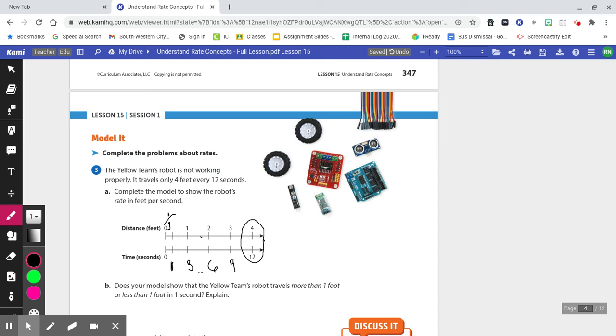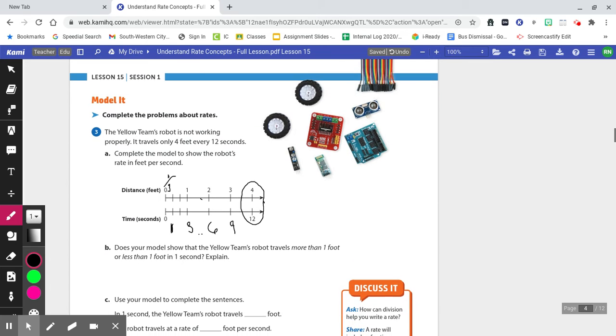Does your model show the yellow team's robot travels more than 1 foot or less than 1 foot in 1 second? And explain. Write down your answer and then come back and check. So you should have said the 1 second line lines up with 1/3 foot, which is less than a foot. So it's going to obviously be less than 1 foot. 1/3 foot is less than 1 foot.